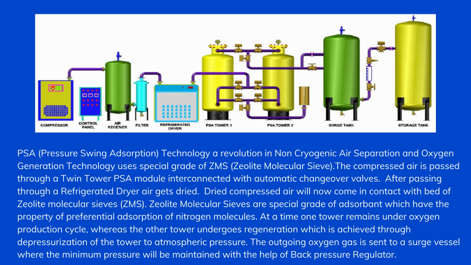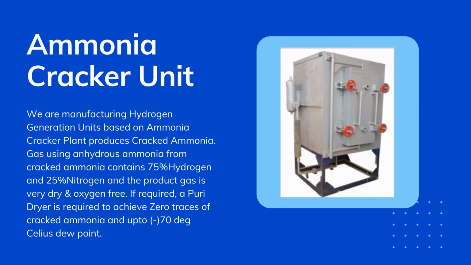Ammonia cracker unit. We are manufacturing hydrogen generation units based on ammonia. The cracker plant produces cracked ammonia gas using anhydrous ammonia. Cracked ammonia contains 75% hydrogen and 25% nitrogen, and the product gas is very dry and oxygen-free. If required, a purifier dryer is used to achieve zero traces of ammonia and up to -70°C dew point.